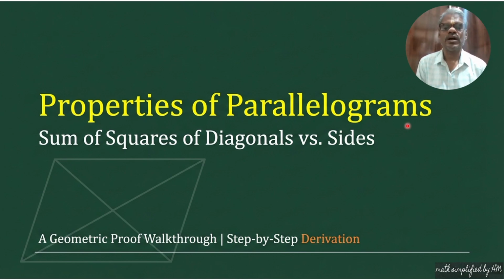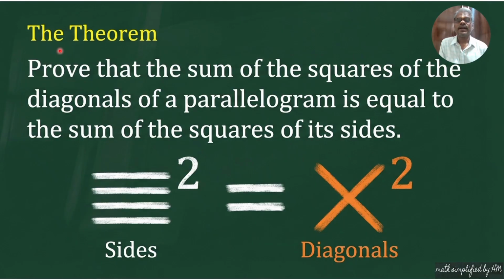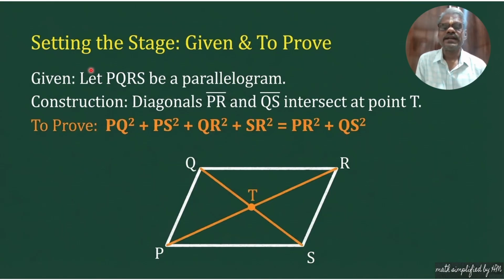Properties of parallelograms: sum of squares of diagonals versus sides. A complete proof walkthrough, step by step derivation. We read the theorem statement very carefully. Prove that the sum of the squares of the diagonals of a parallelogram is equal to the sum of the squares of its sides. Now, setting the stage, what is given and what we have to prove.